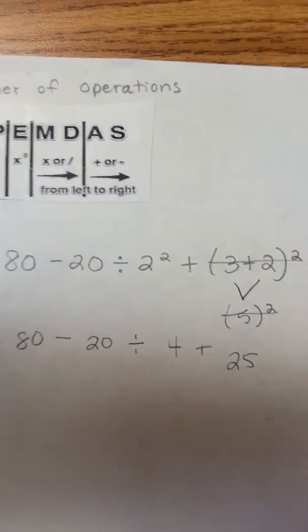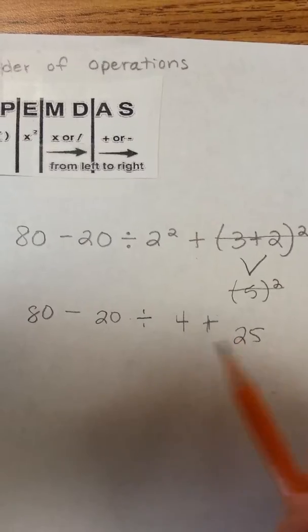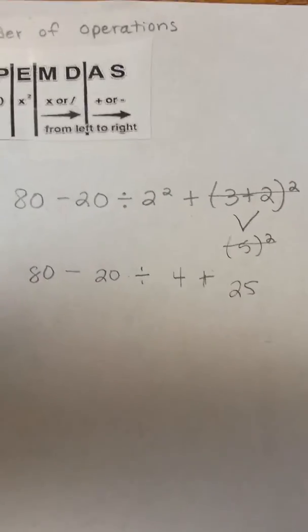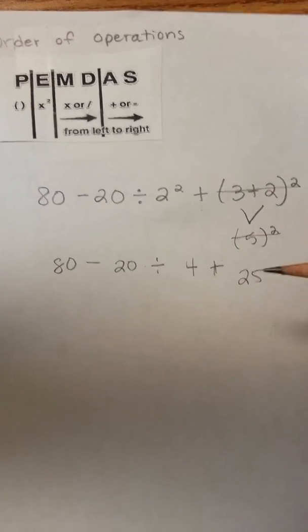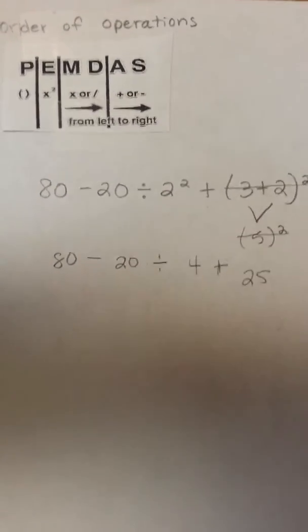It's very important that you bring everything down in order. If you readjust the order of anything, you're going to end up changing the problem. So make sure that you bring everything down in the order in which it was originally located.